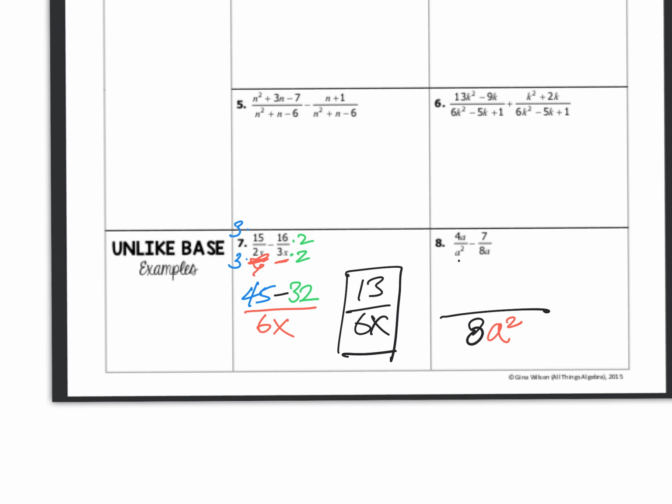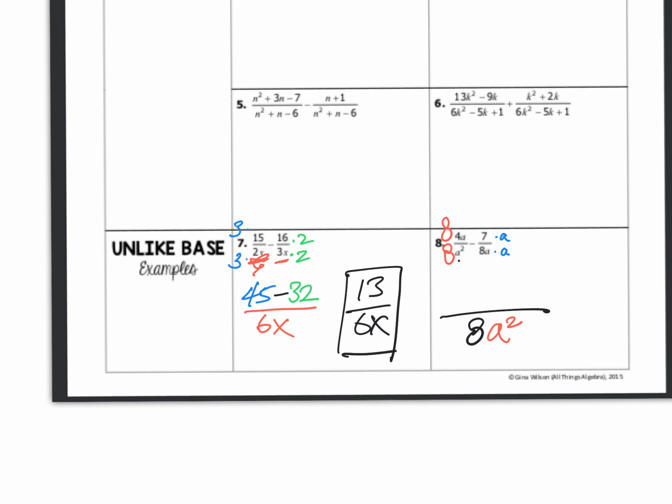So now I have to find out what I need to multiply each term by to become 8a squared. On the left hand side, the term on the left, it's missing an 8. So multiply the denominator by 8 and the numerator by 8. On the right hand side, I notice that it's missing an a, so multiply the denominator by a and the numerator by a.